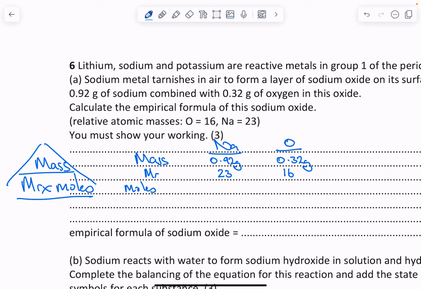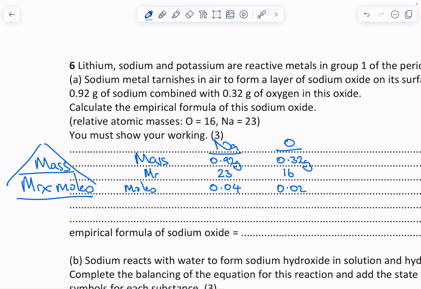Now what we're going to do is work out the moles. So if I use my pen here, we're trying to work out the moles. The moles is mass divided by Mr, which is why we've written it down this way, because we do the top number divided by the bottom number. So let's just do that on my calculator. 0.92 divided by 23 is 0.04, and 0.32 divided by 16 is 0.02.